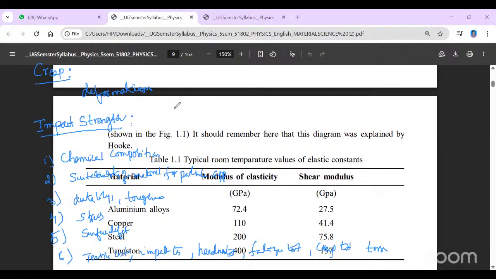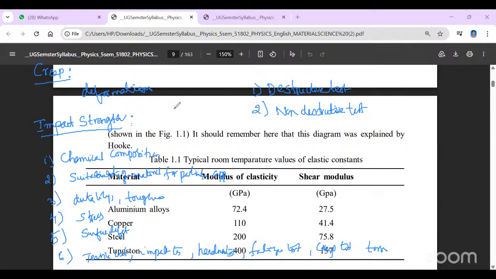And these mechanical tests have been further divided into two categories. One is called the destructive test. Another category of mechanical test which we have is the non-destructive test. These are the two categories which we have.